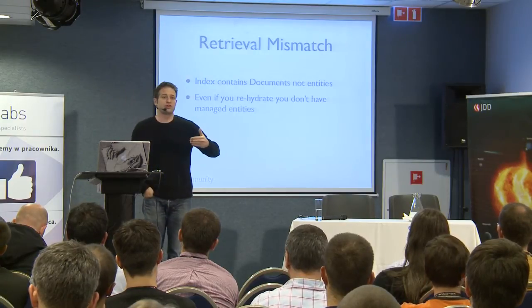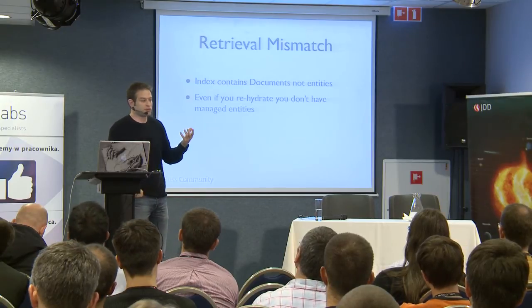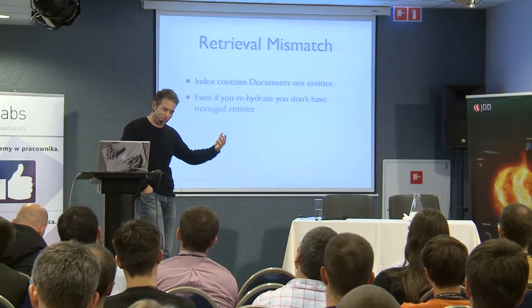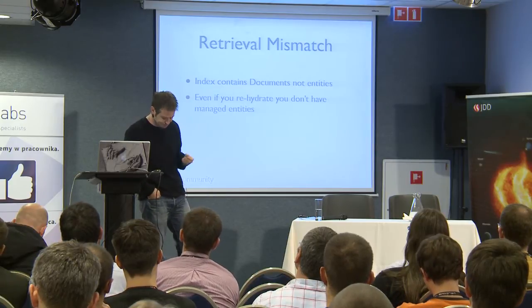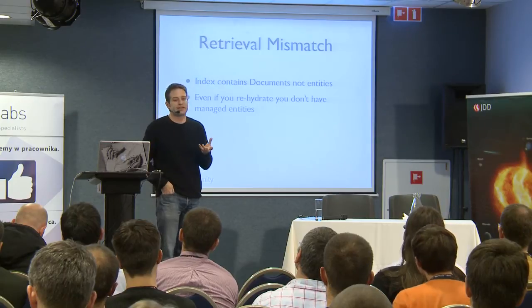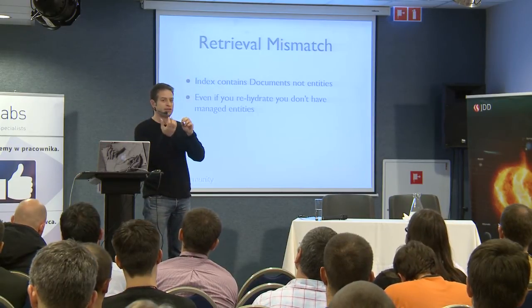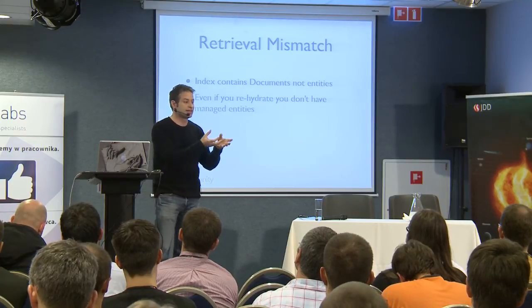Again, you do a search in Lucene and you're getting Lucene documents back. What do you do? You still want to work with entities, because that's what we want to work with: domain classes. One simple way would be, okay, I have the Lucene document, just pick out the values and instantiate the entity classes again.